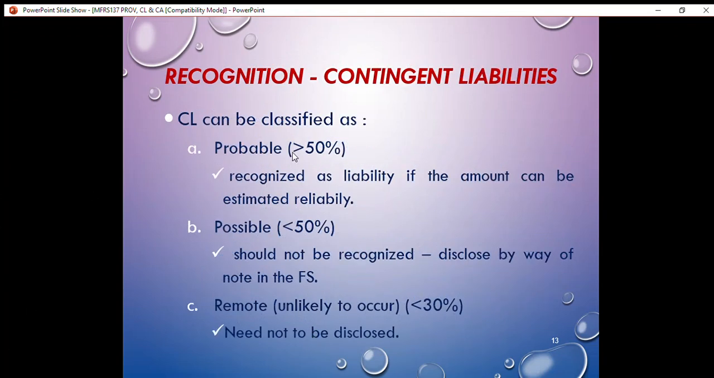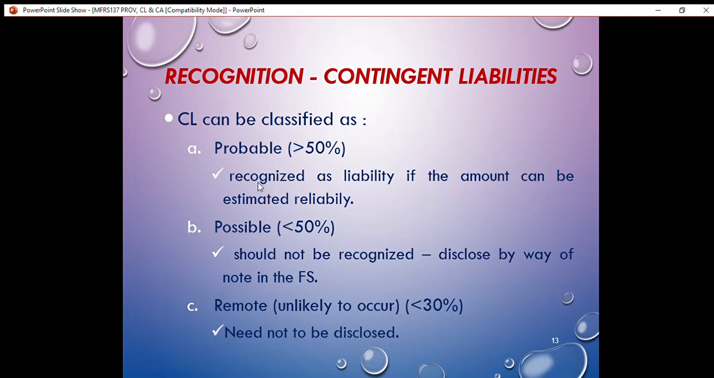This one is about recognition of contingent liabilities. Basically contingent liabilities can be classified into three. First, probable contingent liabilities. Second, possible contingent liabilities, and third, remote contingent liabilities. Probable contingent liabilities means that there is more than 50% chance that the company will have to pay out the money, or there is an outflow of resources.